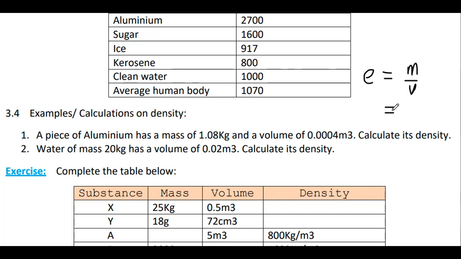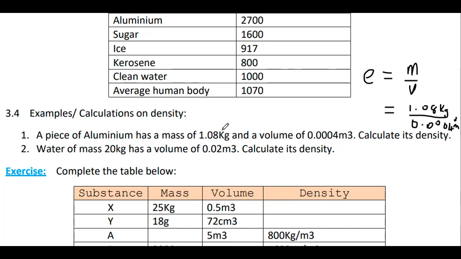So this will give us, we just divide 1.08 kilograms by the volume that's been given here, and our answer will be in terms of kilograms per meter cube. So all of this divided by 0.0004 meters cube. Whenever you're asked to calculate the density of a substance, you have been given the mass and the volume. What you just have to do is to divide the mass by the volume, and that's going to give us the density directly.